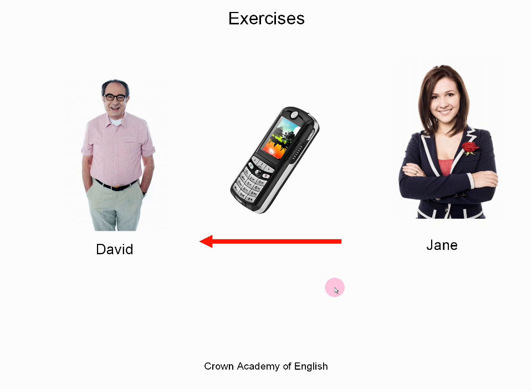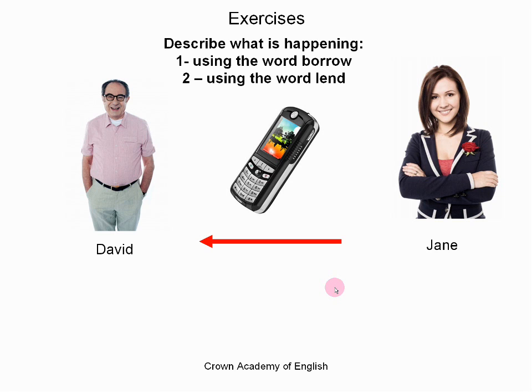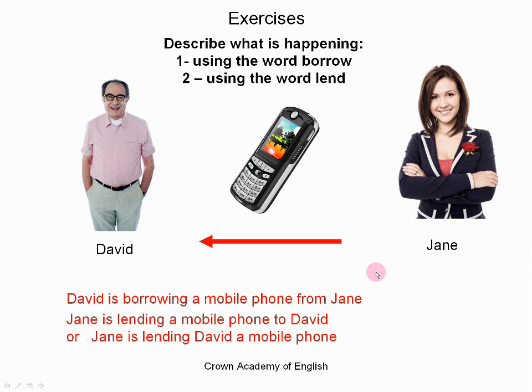So it's the same exercise. Again, describe what is happening using the word borrow and using the word lend. You have 10 seconds. Okay, are you ready? So the answers are, first of all, borrow. David is borrowing a mobile phone from Jane. Because we can see from the arrow that David is the person receiving the mobile phone, we say David is borrowing a mobile phone from Jane. And for lending, Jane is lending a mobile phone to David, or Jane is lending David a mobile phone.